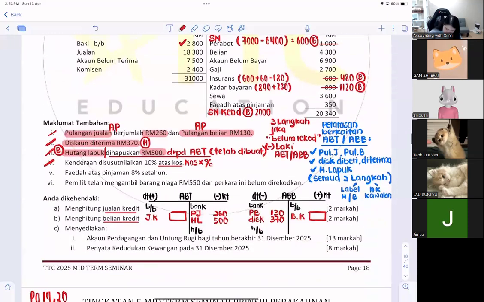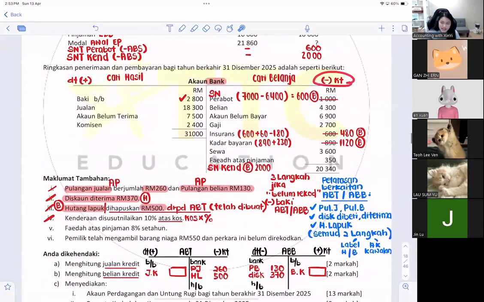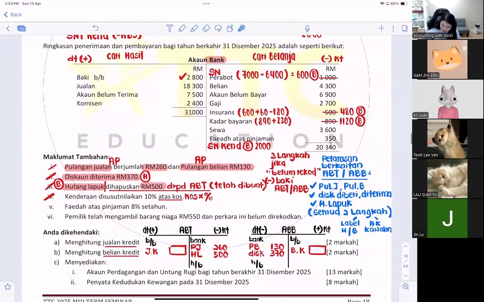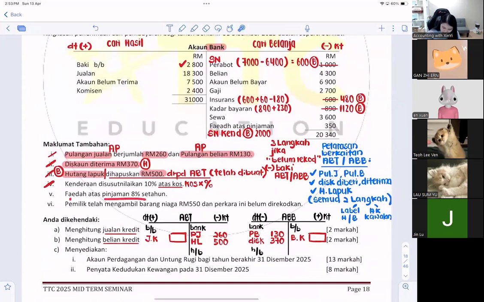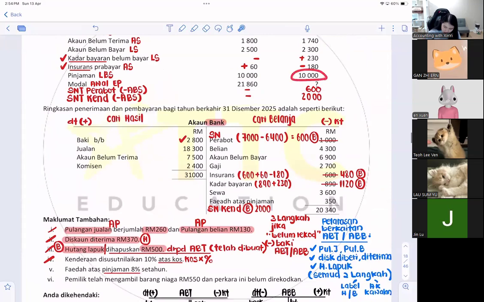Coming up is faedah atas pinjaman. Can you all see that there's already a faedah atas pinjaman here? Now the 350 is meaning what? 350 is telah dibayar. We paid it before, but is it enough? Not sure. We check. Okay, so they say faedah atas pinjaman is 8% 1 year. So I should be using pinjaman number multiply by 8% to check, right? So going by your pinjaman, 10,000, if we multiply by 8%, shouldn't the number be 800? But they show us only 350 here.